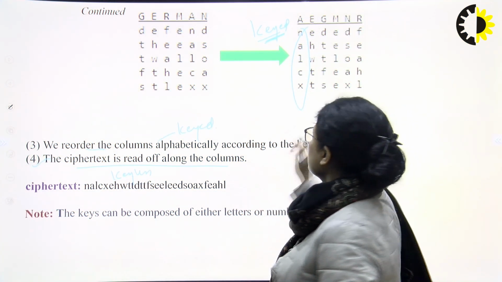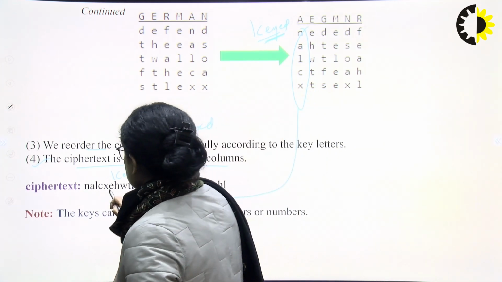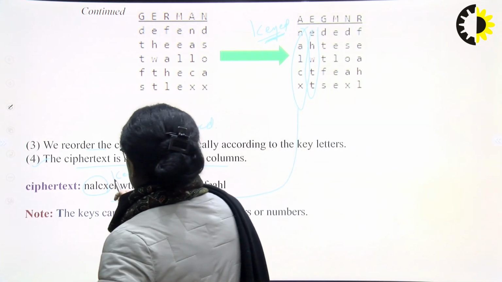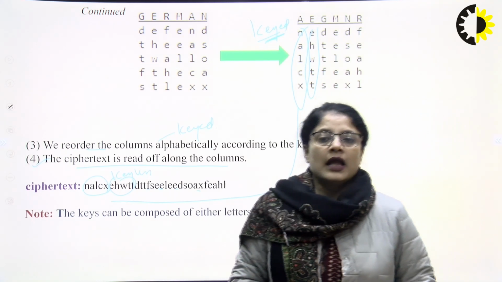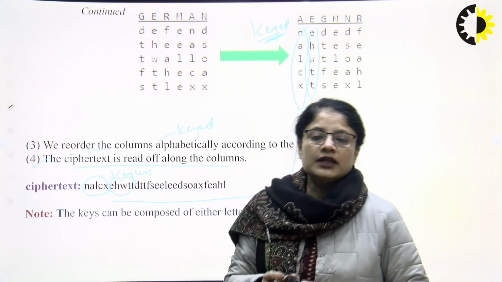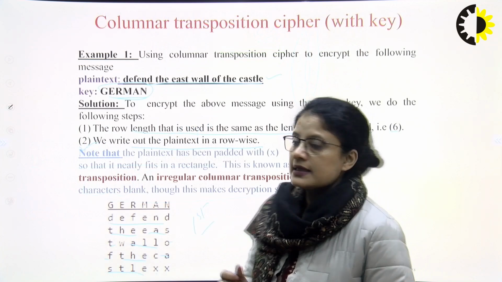Now once this process is completed, when we are talking about reading, we take up the first column. The first column is NALCX. Then we go for the second column, EHWTT, and so on. So this is an example where we are combining both the keyed approach as well as the keyless approach.